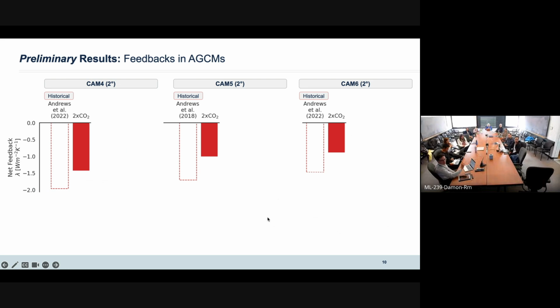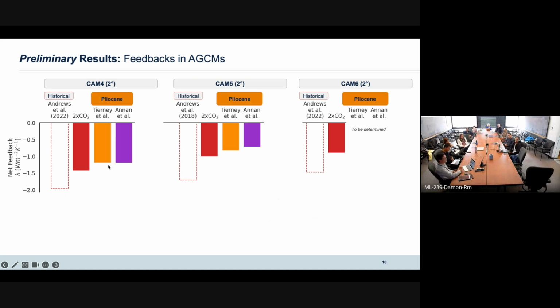Now for the results, before I show our simulations, for reference, this is the historical record feedback compared to the CO2 doubling feedback for CAM4, CAM5, and CAM6. Past studies found that the historical record feedback is more negative than the feedback from a CO2 doubling. When we run our Pliocene simulations, we get more positive feedbacks. That's true for both of the reconstructions in CAM4 and CAM5. We haven't done them yet in CAM6 since these reconstructions aren't final for the Pliocene. But for the LGM, at least, we get the same direction of change: more positive feedbacks from the last glacial maximum SST pattern in CAM4, CAM5, and CAM6.